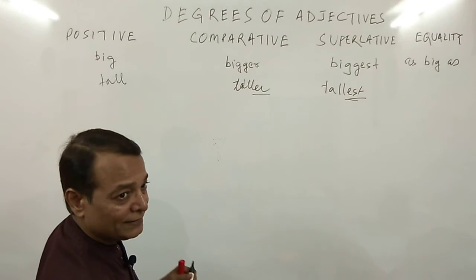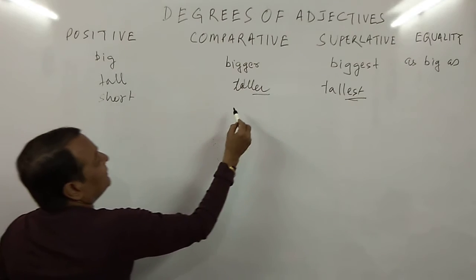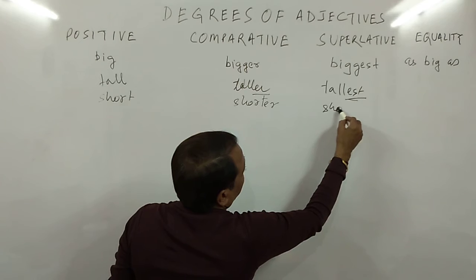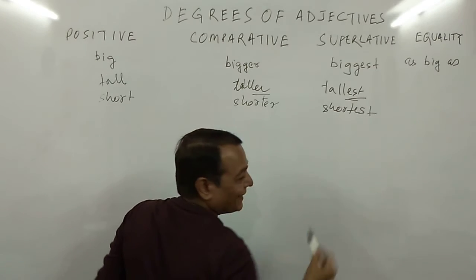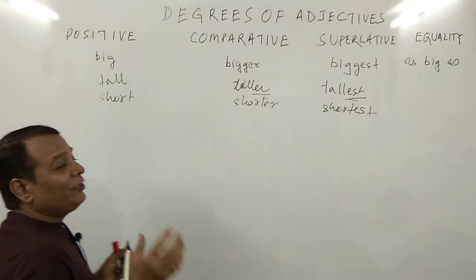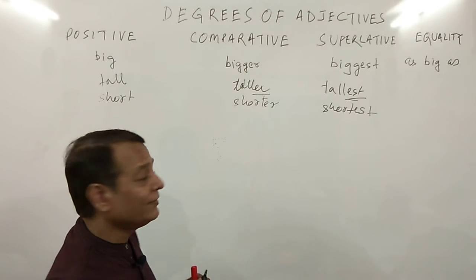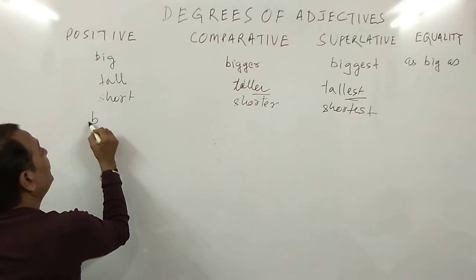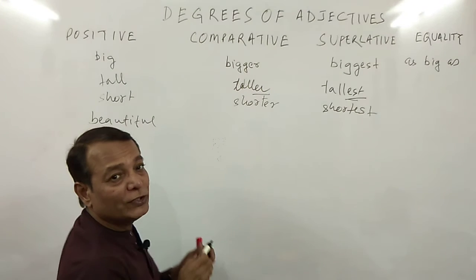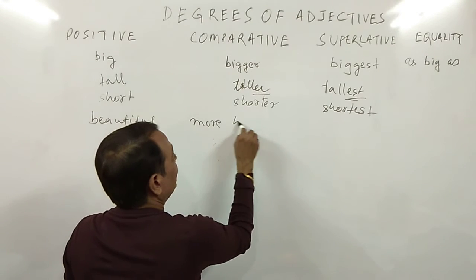Take one more example: short, shorter, shortest. Now let me take some irregular adjectives, where we don't use er-est, we use more, most. Beautiful. Now if you say beautifuler, it's going to be incorrect English. In this situation we write more beautiful.